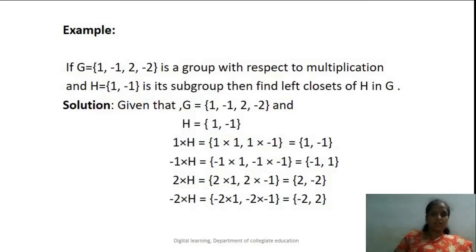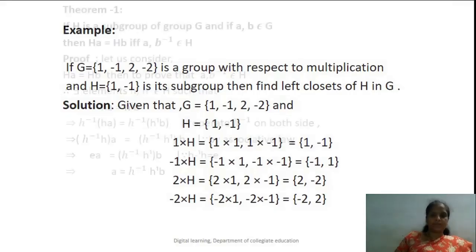So this is in the form of a into H. So we are finding the left cosets for all the elements present in G. So this is 1, minus 1, 2 and minus 2 from the group here. So H elements are 1 and minus 1. So these are the elements of the left cosets.